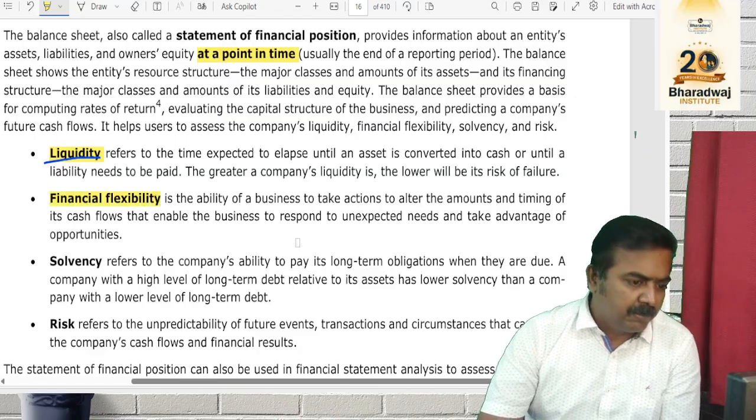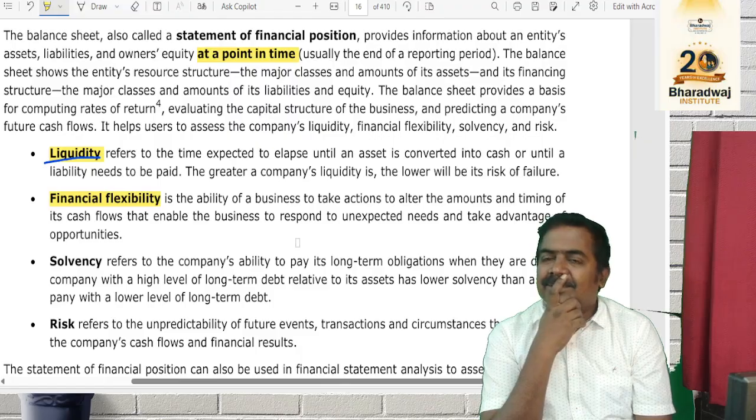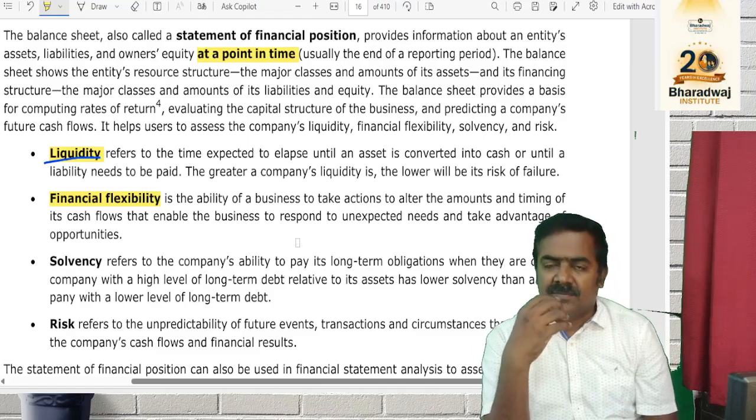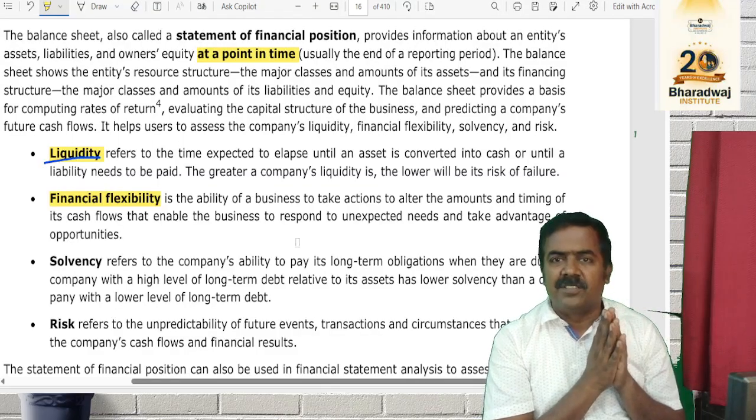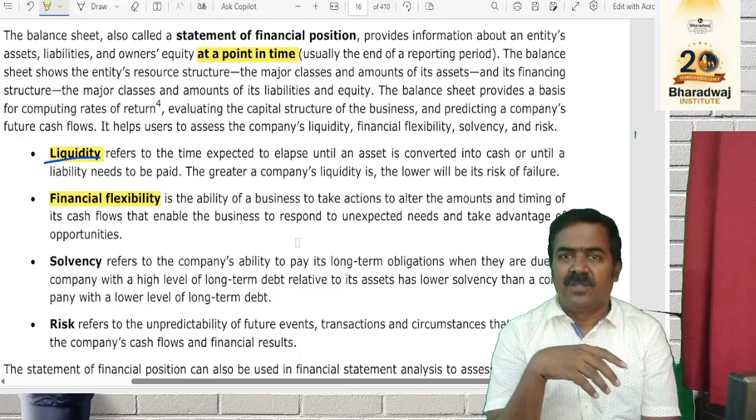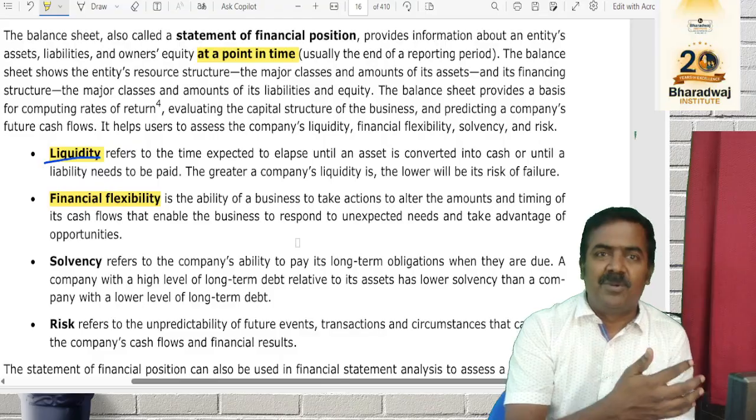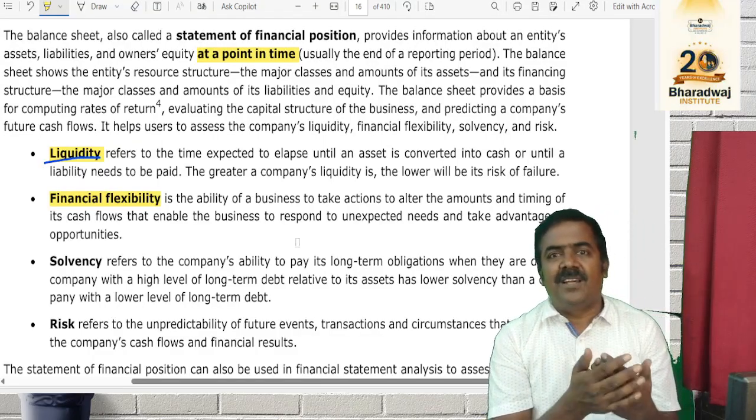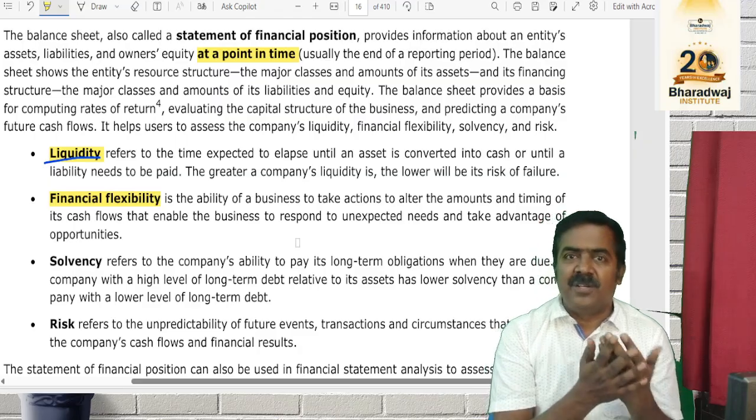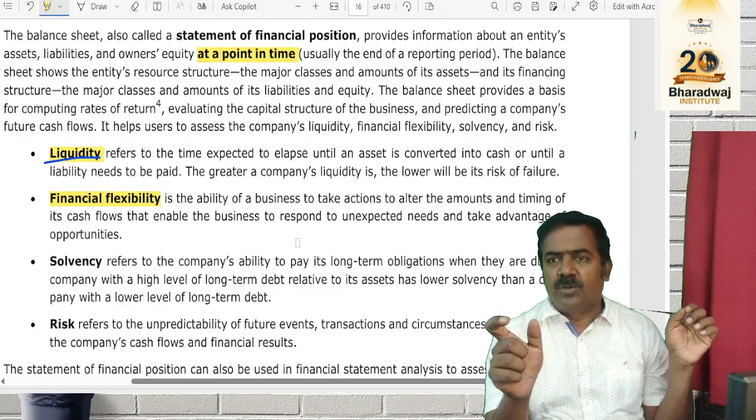Financial flexibility. I'm having a cash flow problem for the next 3 months. My company is having a cash flow problem for the next 3 months. Will I be able to run my company? Yes, you are financially flexible, which means you can convert your investments into cash and run, or take a loan and run, or take a long-term loan and run. Flexibility means ability to utilize the opportunities or counter the problems, that we call financial flexibility.